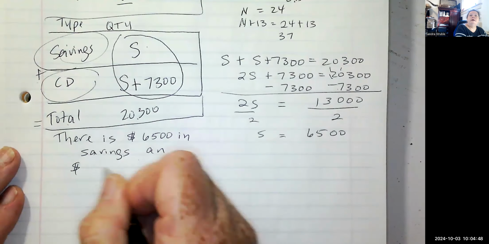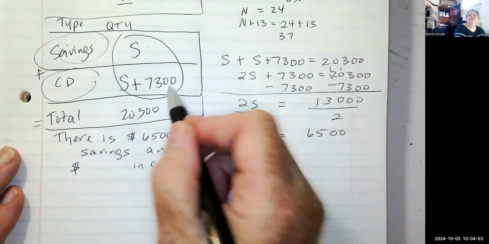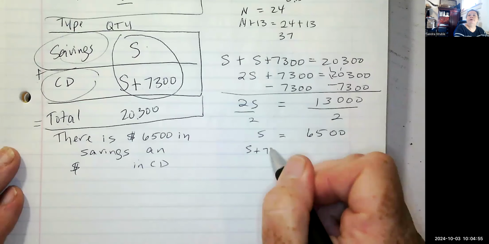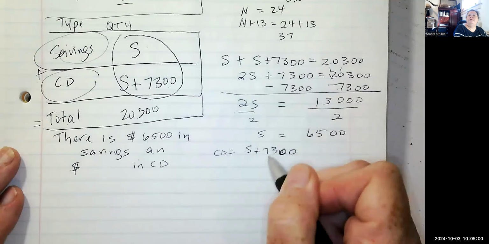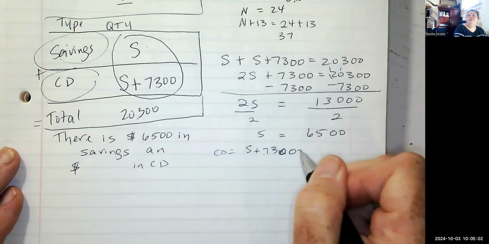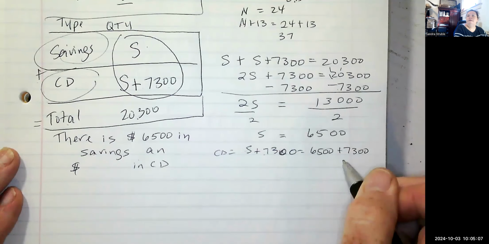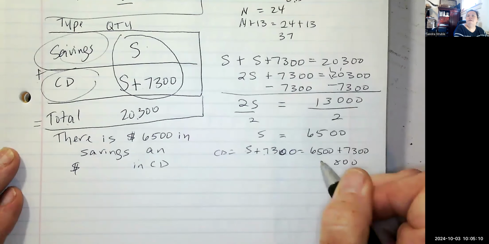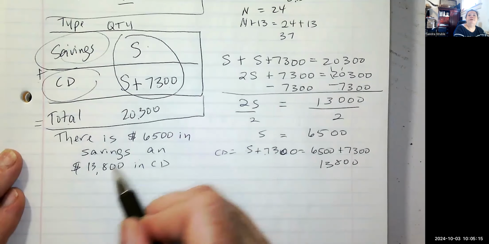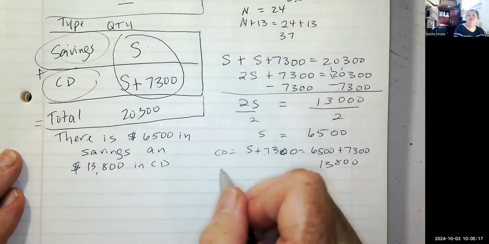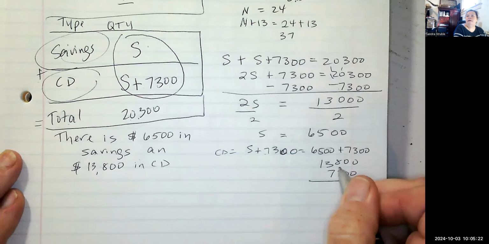And how much in the CD? Savings plus 7,300 is the CD, right? So savings is 6,500 plus the 7,300 is 13,800, $13,800. And if you add these 2 numbers together, you should get 20,300. I'm going to try that just to make sure, just because I'm doing everything by hand.